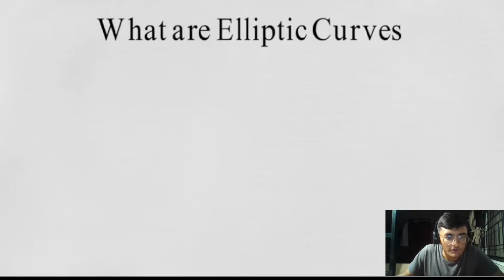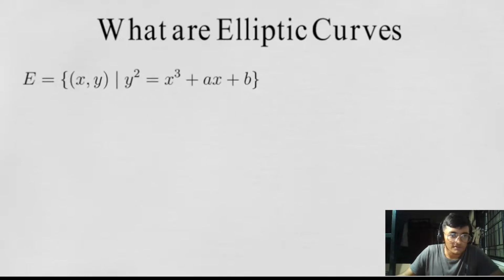So today I'm going to discuss the ECDSA algorithm, which is basically a key generation algorithm we use in cryptography. So first of all, let's talk about what elliptical curves are. Elliptical curves are defined by y square is equal to x cube plus ax plus b, where a and b belong to k.